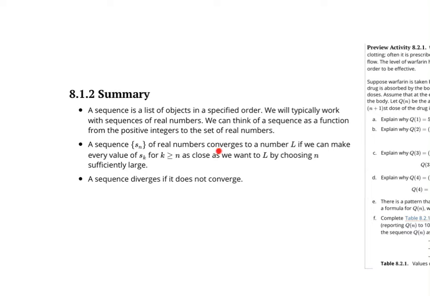And we say that it converges to some number L if for every value of s sub k, for k greater than or equal to n, we can make that as close as we want to L by choosing n large enough. And then we say a sequence diverges if it does not converge.